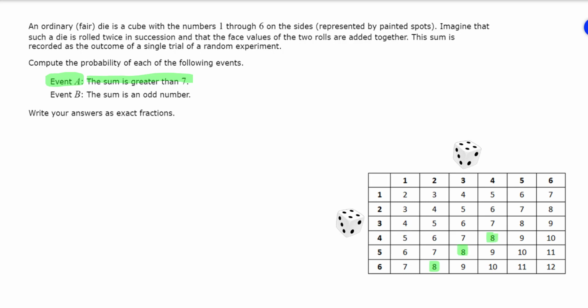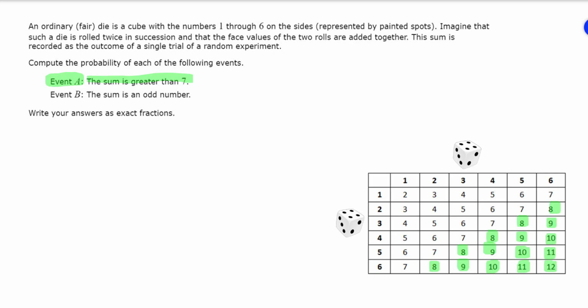So I know these would be some possibilities. If they add up to 9, that's another possibility. They can add up to 10, 11, or 12. These are all the different possibilities where the sum is greater than 7. So notice the other ones that I did not choose are either 7 or less.